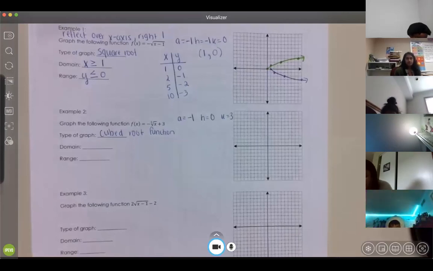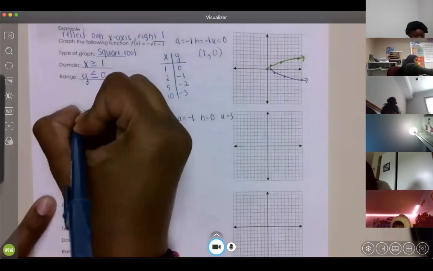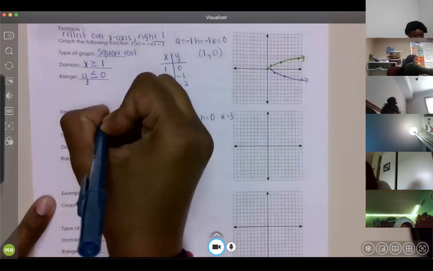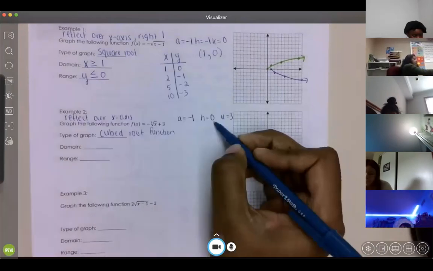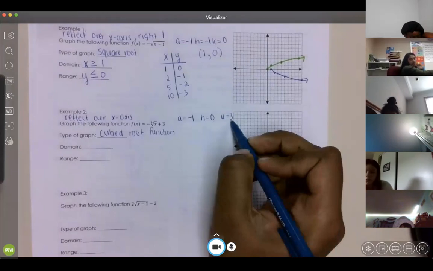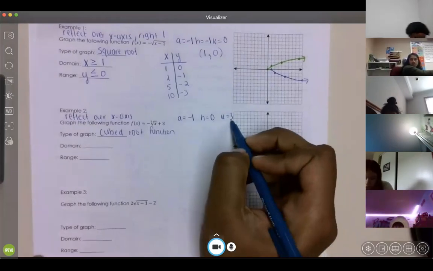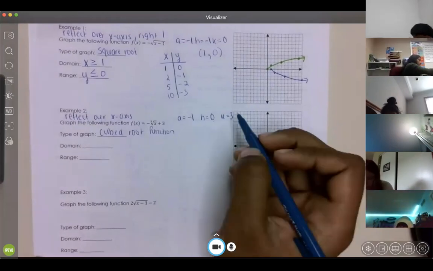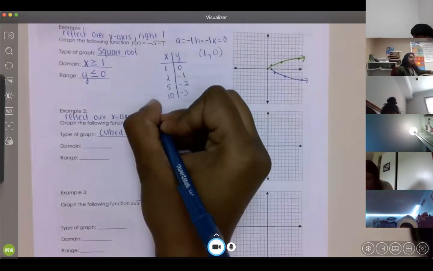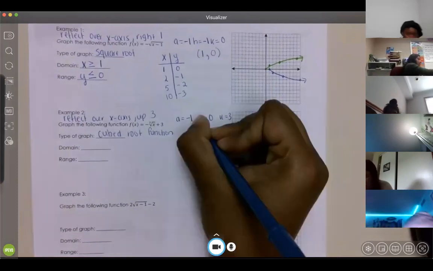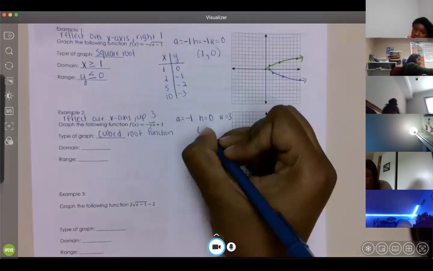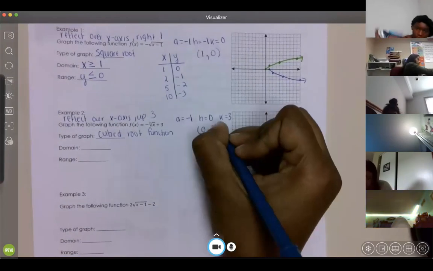It makes the graph reflect over the x-axis. Good, because the A. And go left 3? Well, remember your H is 0, so you're not moving left or right. So that 3 is the K. So how does the K move the graph? Up 3. Up 3, yep. Good. So then you have to figure out what your critical point is. Your critical point is always H comma K. So your H is 0, your K is 3, so it's 0, 3.